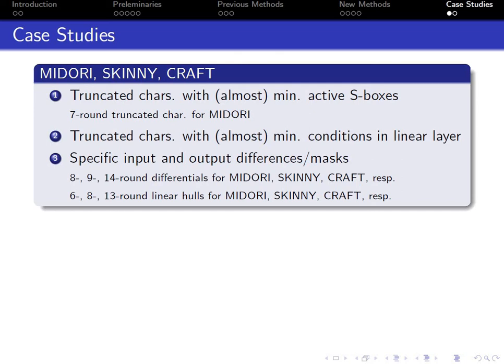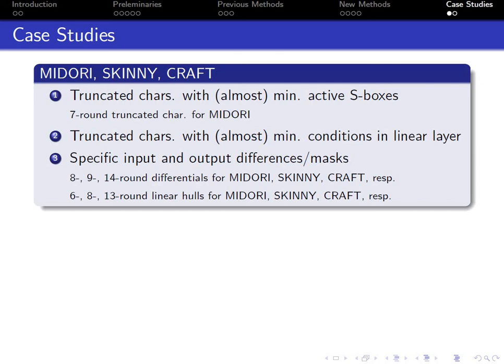We first target MIDORI, Skinny, and CRAFT block ciphers, which are very similar. We start with computing expected differential probability of truncated characteristics with the activity patterns with minimum or close to minimum number of active S-boxes. For these characteristics, we found an interesting result, a useful truncated characteristic for the MIDORI block cipher, for which Moriai et al.'s method says there is no such useful truncated characteristic for 7 rounds.